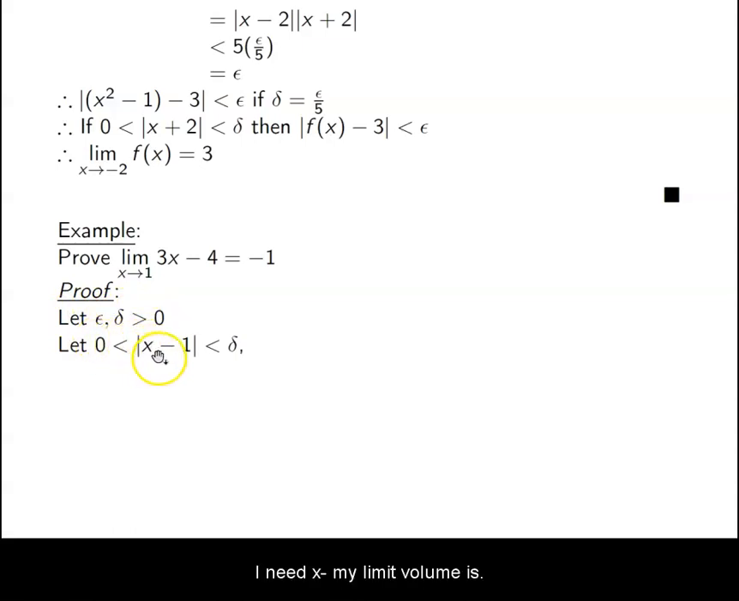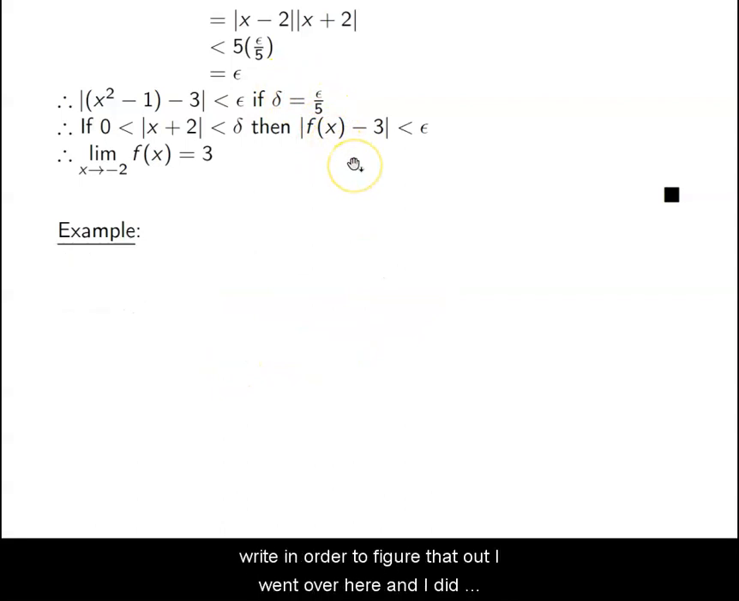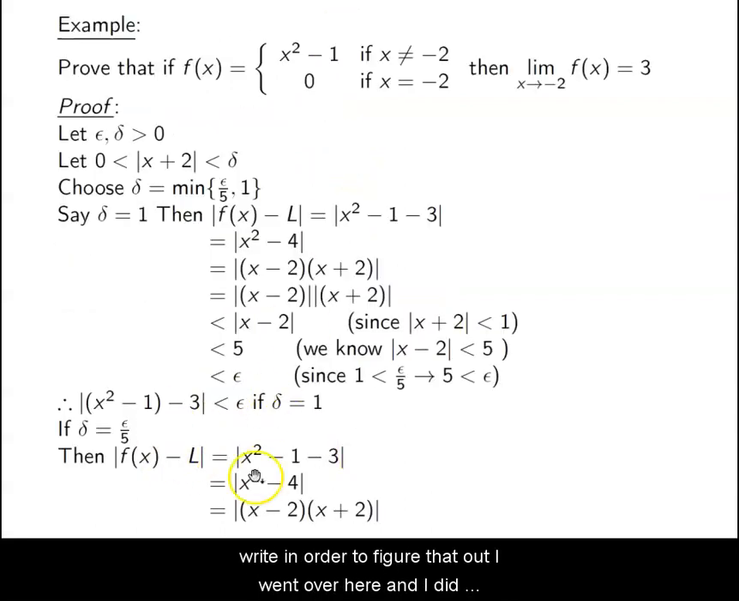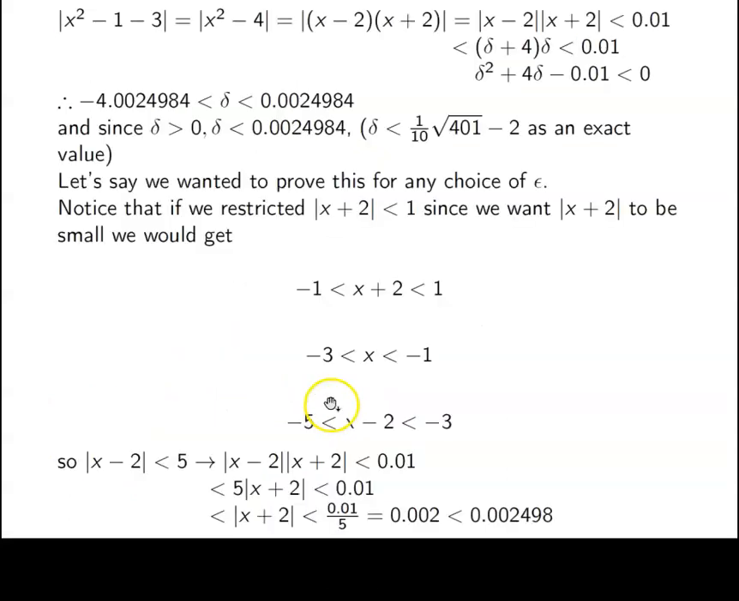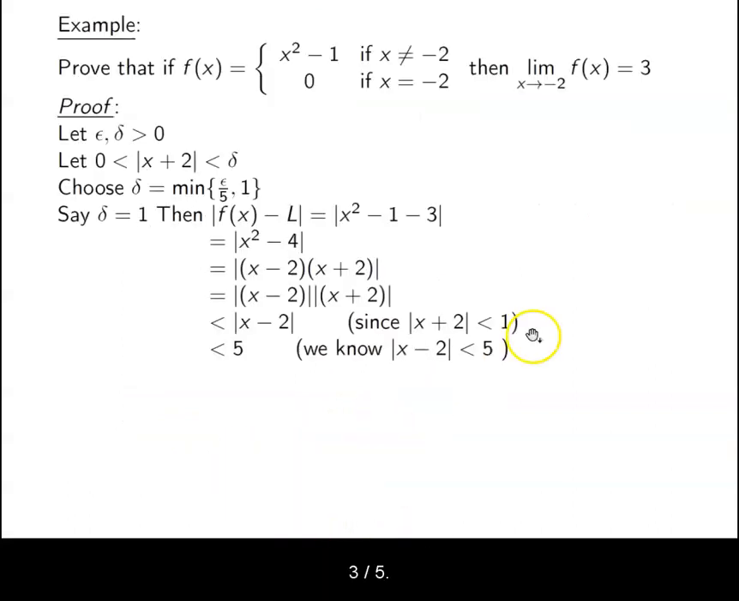I need x minus my limit value, my a, that I'm approaching, to be less than some value of delta. I would like to rewrite delta in terms of epsilon. So I would do some scratch work in order to figure out what that relationship would need to be, like this. I had epsilon over 5, right? In order to figure that out, I went over here and I did some side work, right? That's how I figured out I needed it to be less than 5. Okay, or divided by 5, I should say.